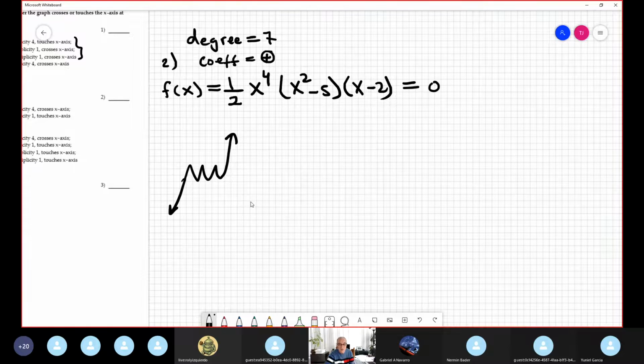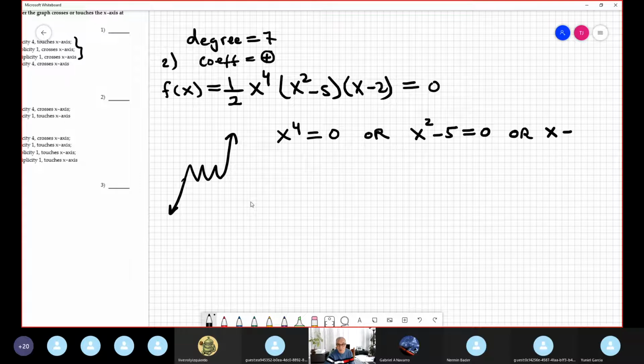And I realize that x to the 4th power is my first equation, my second equation is x squared minus 5, and my third equation is x minus 2. Actually, we have one equation of degree 4. Actually, it's 0, multiplicity 4. And remember, when the multiplicity is even, touch.